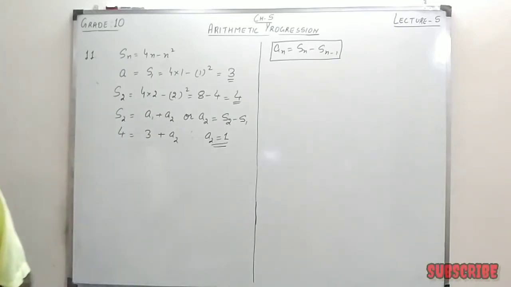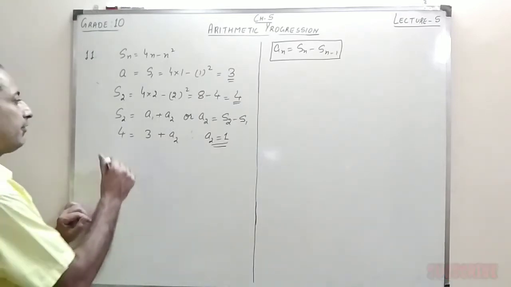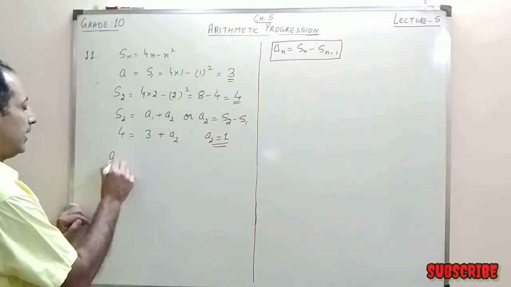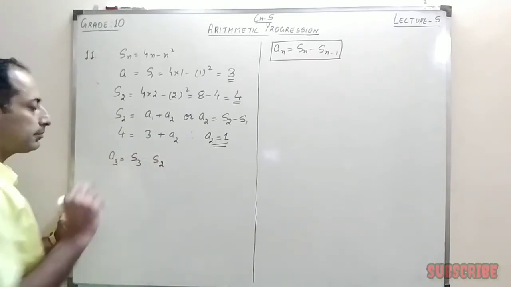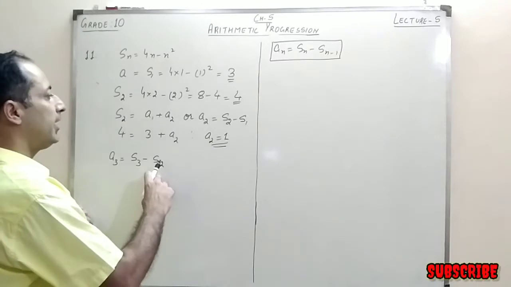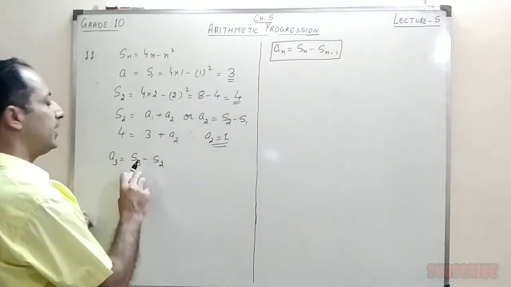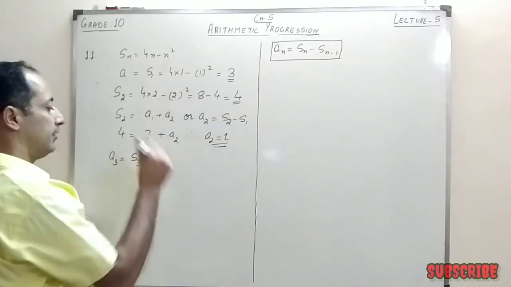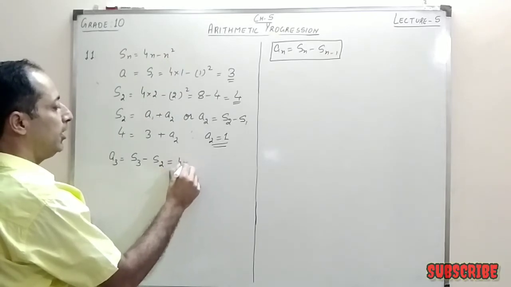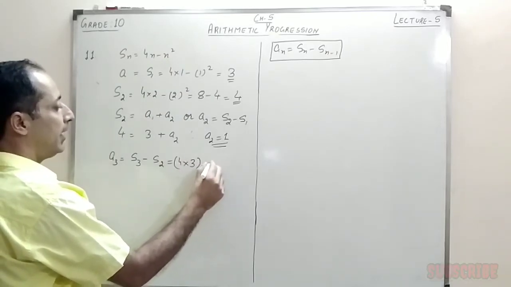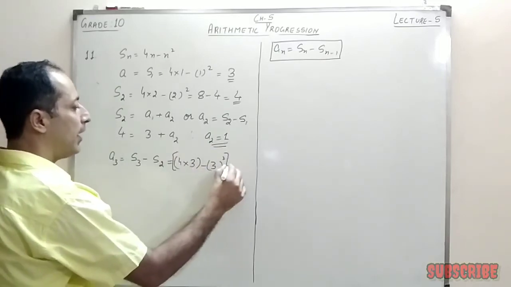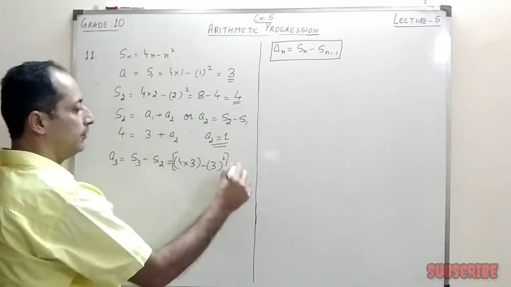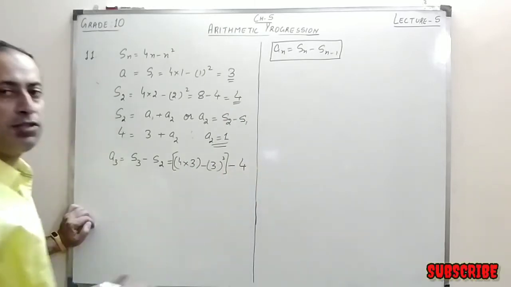Right? Now, what's next? They are asking to find the third term. If I have to find A3, A3 would be equal to S3 minus S2. S2 we have already calculated, S2 was 4. We can calculate S3 by putting 3 in this. So that will be equal to 4 into 3 minus 3 square, minus S2. S2 was 4, so I just substitute the value of S2 as 4.